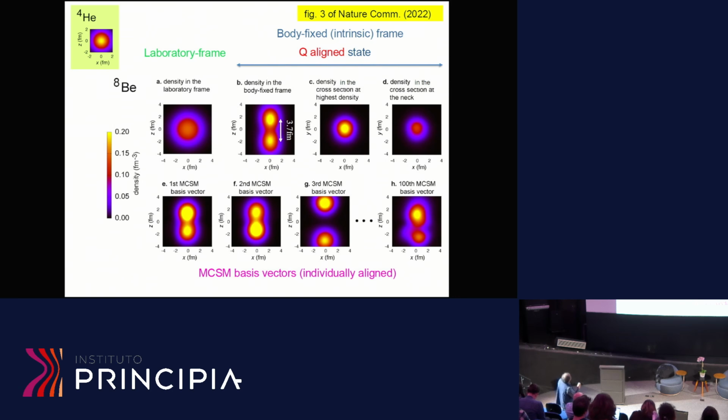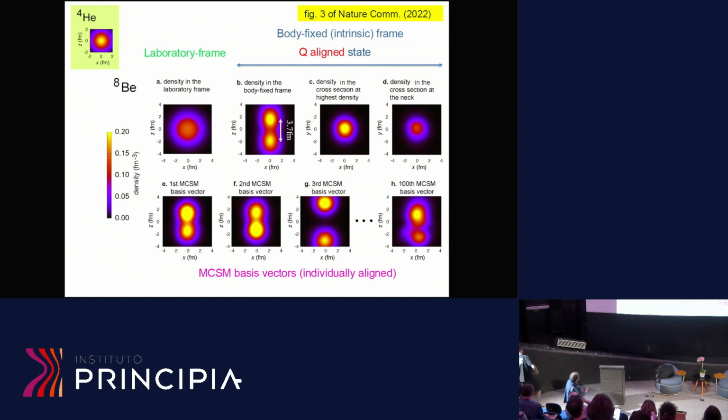For your reference, this is helium-4. If you calculate the density distribution in the laboratory frame, it's like this, so it doesn't tell us anything. But if you do it with the Q-aligned state, then in the body-fixed frame, the density distribution is like this. If you cut here and look at the cross-section, it is like this, and if you cut here, it's like this. So it's almost completely isotropic, like a circle here and a circle here.